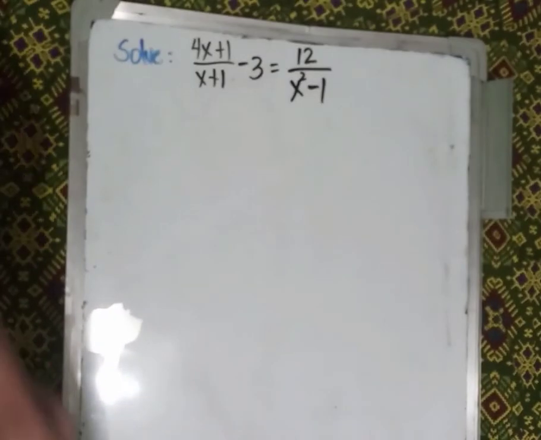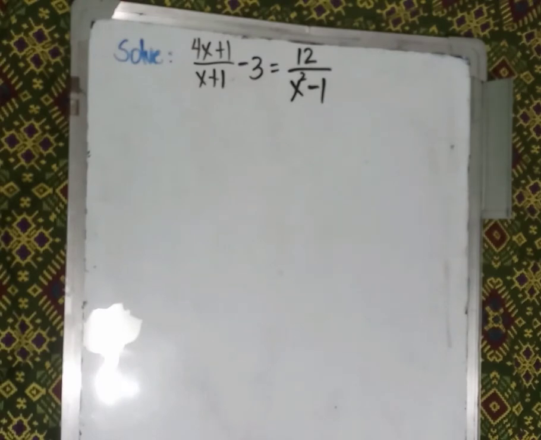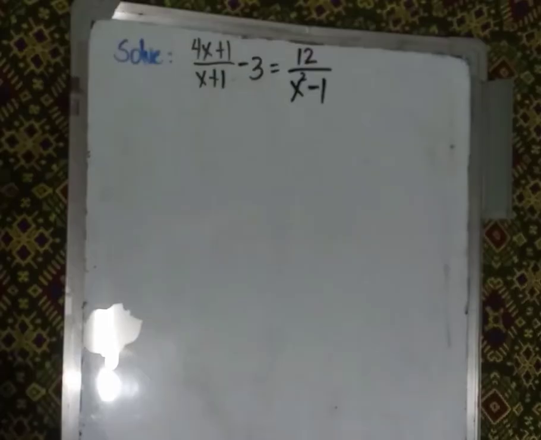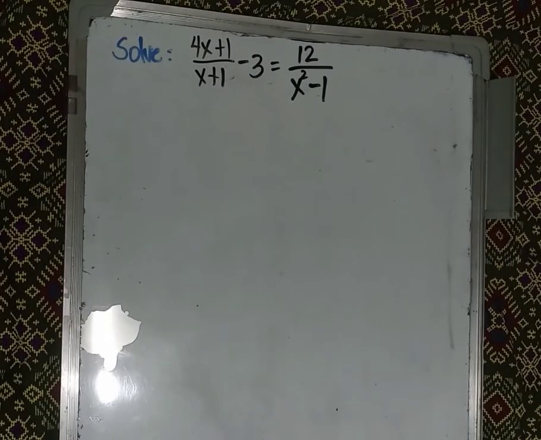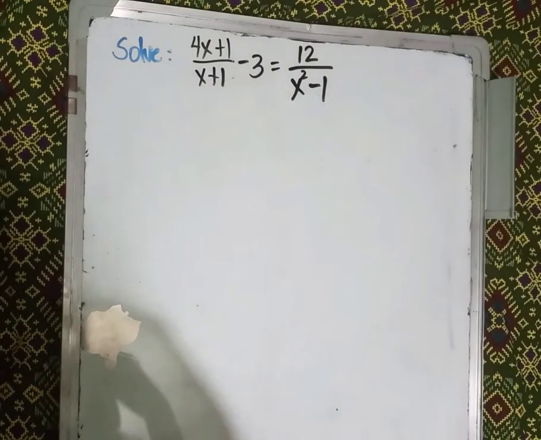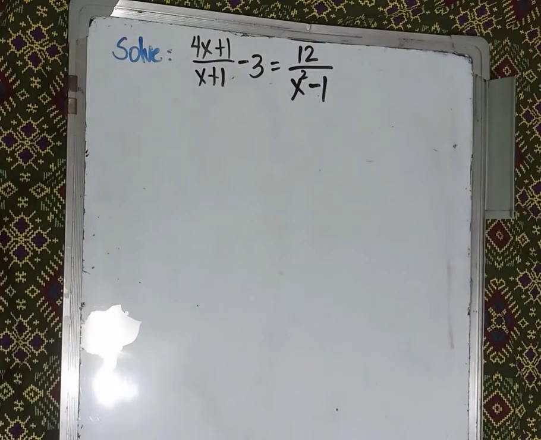So today we will discuss how to solve rational equations. There are steps in order to solve a rational equation. First, you need to eliminate the rational expression in the equation by multiplying both sides of the equation by the LCD. Then number 2, you need to solve the equation.